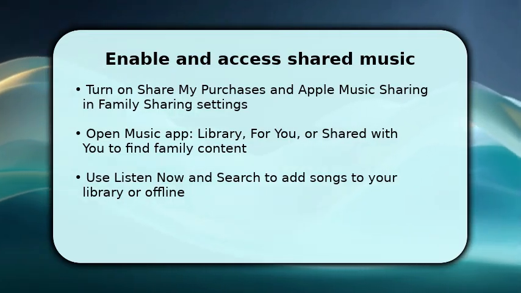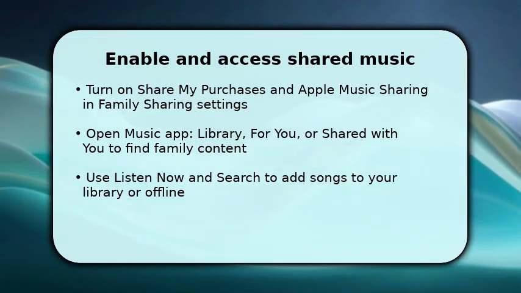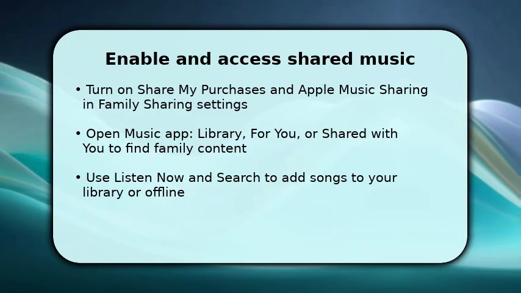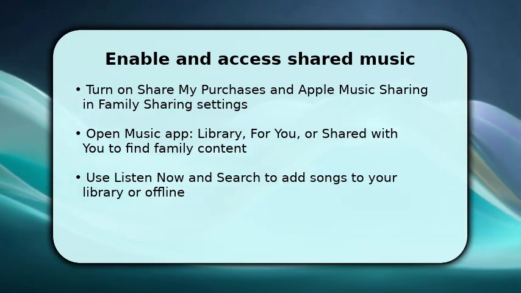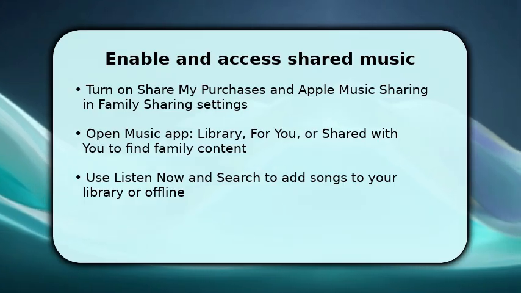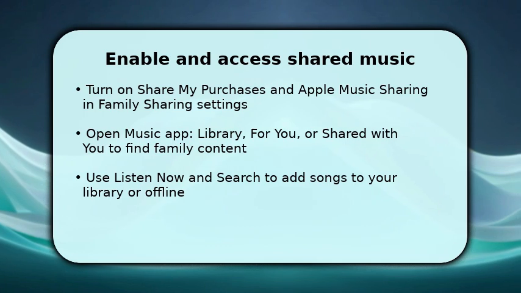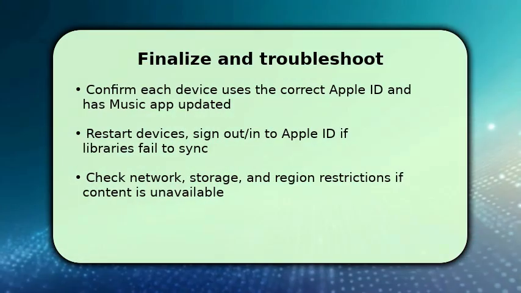Open the Music app and use Listen Now or the Shared With You section to see family playlists and recently played items. Use Search to find a shared album, then tap the plus to add it to your library, or use the download icon to make it available offline. This ensures you control what syncs to your device, while keeping data you finish by confirming everything syncs.